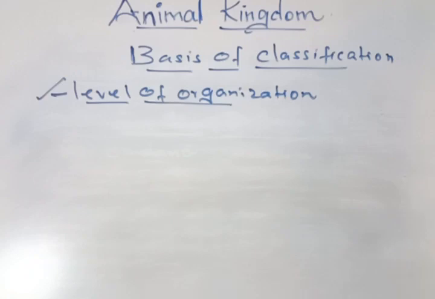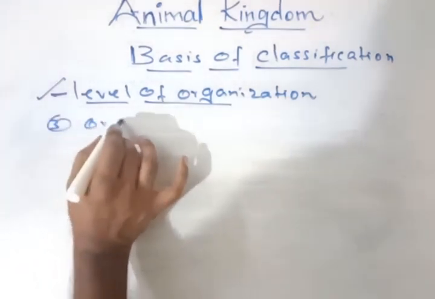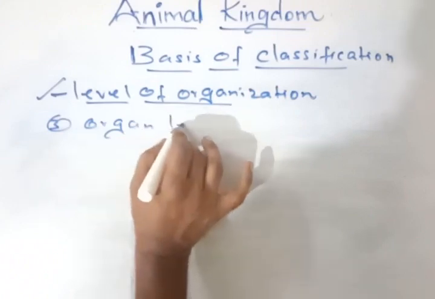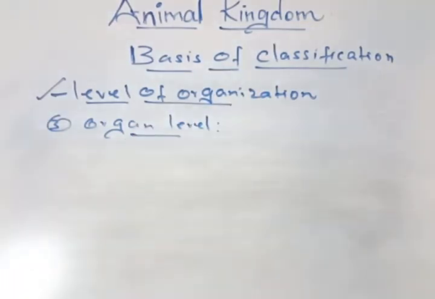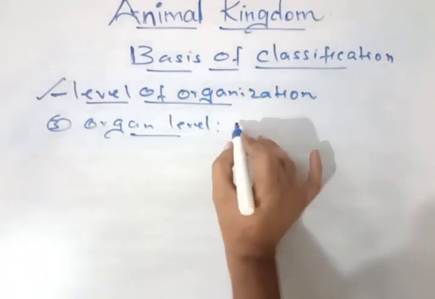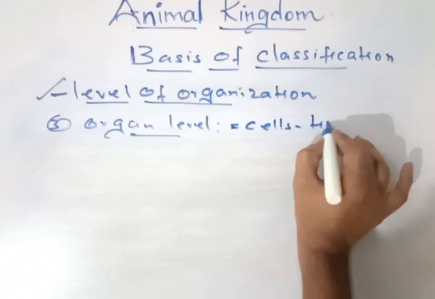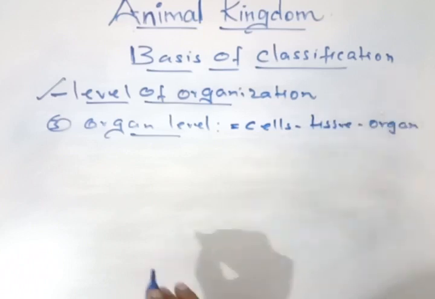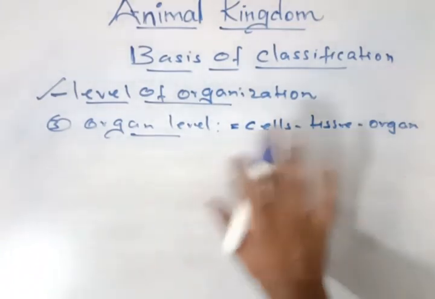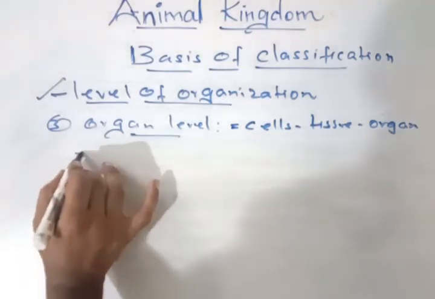And the next one, the third one, is organ level of organization. What is this organ level of organization? So far we studied that cells form tissues and tissues form organs. That means a group of cells forms tissue, and a group of tissues forms an organ. So the example for this is Platyhelminthes.